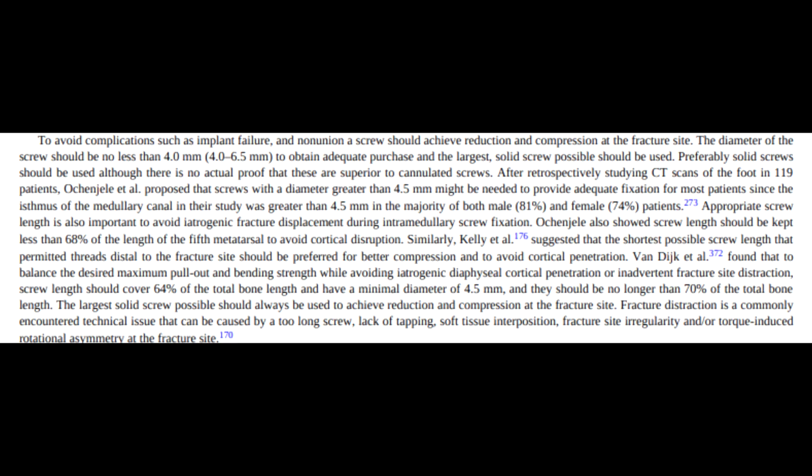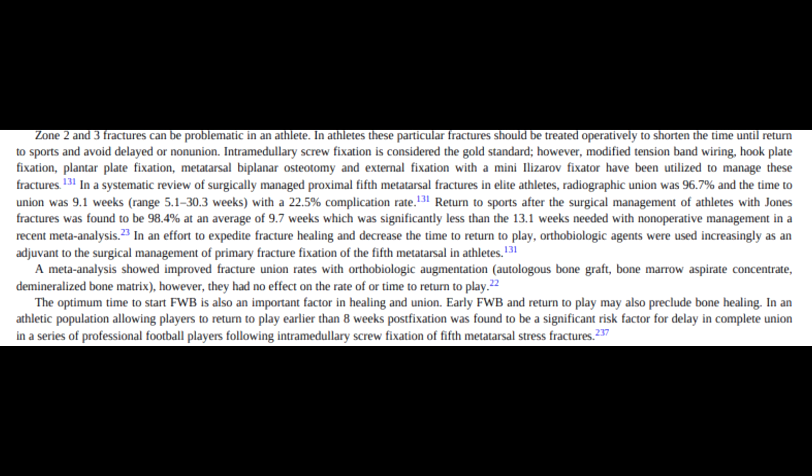Zone 2 and Zone 3 fractures in athletes are generally treated operatively to minimize time away from sport and reduce the risk of delayed or non-union. Intramedullary screw fixation is considered the gold standard, but there are alternative techniques: modified tension band wiring, hook blade fixation, plantar plate fixation, metatarsal biplanar osteotomy, and even Ilizarov external fixation.